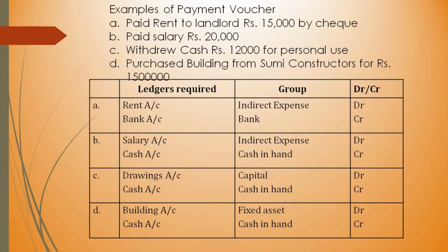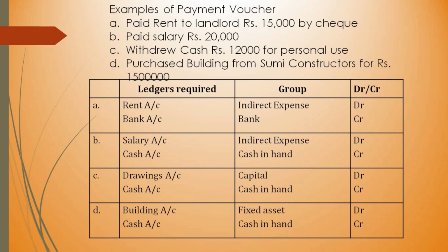First one, paid rent to landlord rupees 15,000 by check. Let's find out what are the two ledger accounts we have to create. One is rent, which is being paid by check, so the other account you have to take is bank. Just remember, in payment voucher, one side will be bank account or cash account. If you remember this, it's very easy. Only one account you need to find.